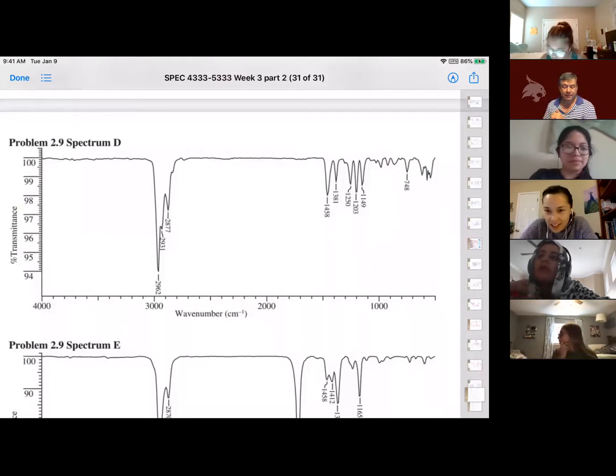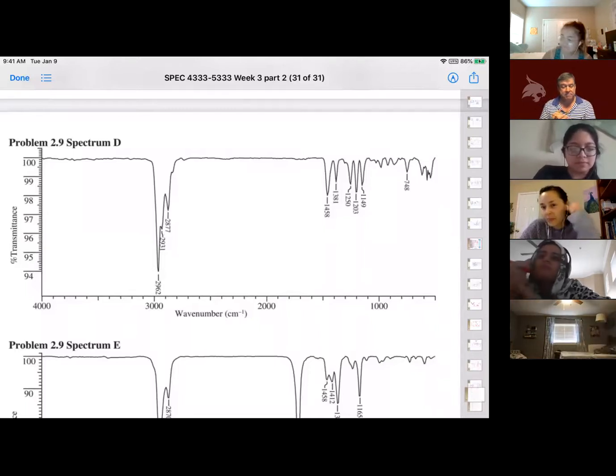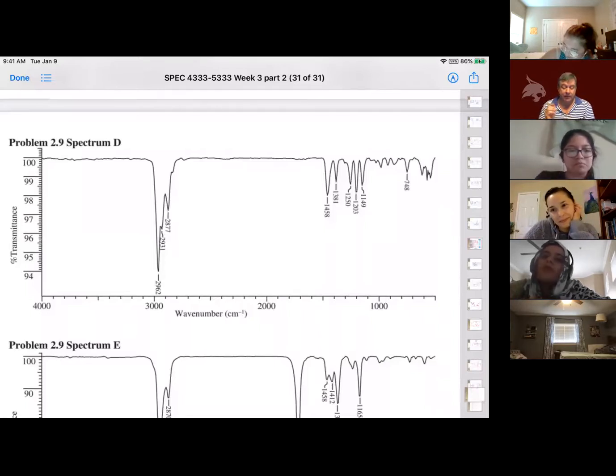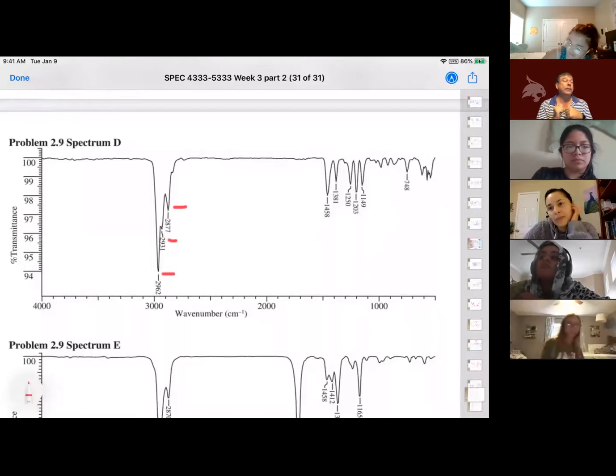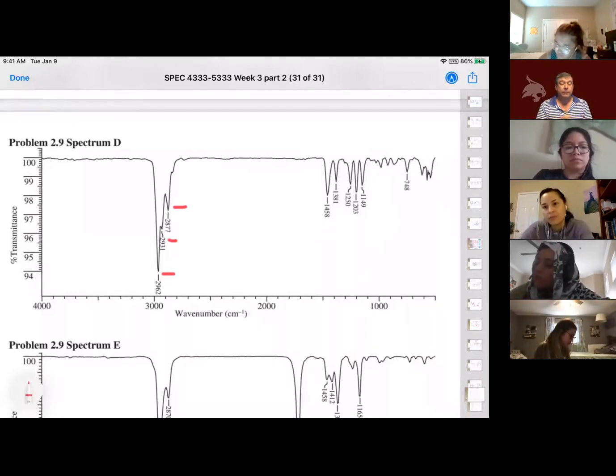Aliphatic hydrogens and nothing else. So it's probably a straight chain hydrocarbon of some kind. Aliphatic alkane. The reason I say that is because you have more than one kind of CH2. So you probably have a branched hydrocarbon, so you'll have primary, secondary, and tertiary hydrogens. So that's the one piece of evidence we can get from this.